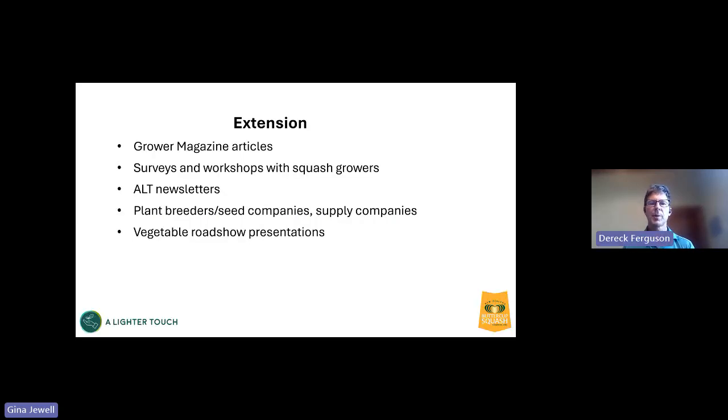Extension is a critical part of the overall project, and I'd certainly like to acknowledge Gina Jewell and the members of the Lighter Touch team for a lot of help in this area. It's not everybody's area of expertise. There's been a lot of output in terms of magazine articles, newsletters. We've done interaction with growers through surveys and the Vegetable Roadshow presentations to update on the happenings in the project.